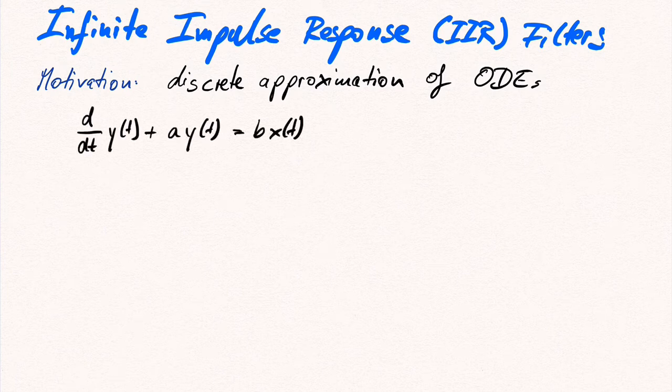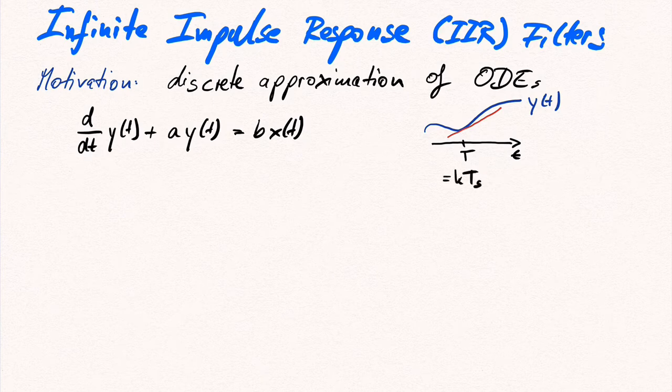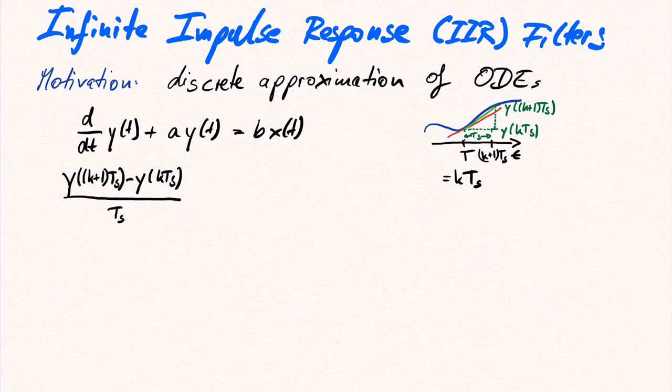Consider, for example, this first-order ordinary differential equation. The output y of t could maybe have this form here, and we want to approximate its first derivative at a given time capital T, which we assume is equal to k times the sampling period Ts, such that the first derivative can be approximated as the slope of the line between y at time capital T, which is equal to y at time k times Ts, and y at the next sampling instance, which is y at k plus 1 times Ts. Since the time between the samples is equal to Ts, the slope of the triangle is equal to y at k plus 1 times Ts minus y at kTs divided by Ts.